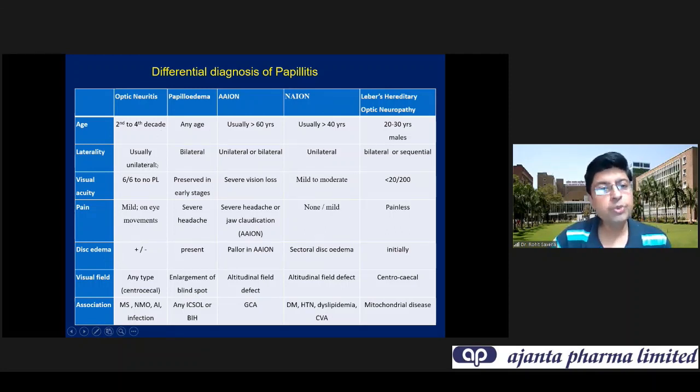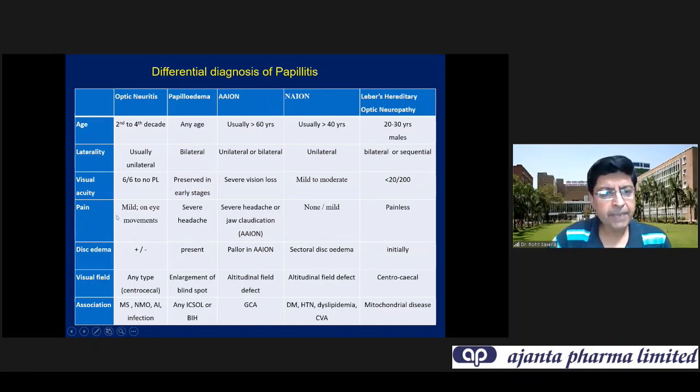Optic neuritis should usually be unilateral, papilledema would be bilateral, and all the others would be at least unilateral to start off with. Optic neuritis vision is very variable. You could have from absolutely normal vision with just a little field effect to no PL vision. And papilledema, usually vision is preserved in early stages. Ischemic neuropathies would have mild to moderate visual loss, whereas arteritic would have very severe visual loss. And Leber's would have a step ladder pattern of vision loss, so it may not be that bad to start off with, but over time there would be gradual progressive loss of vision.